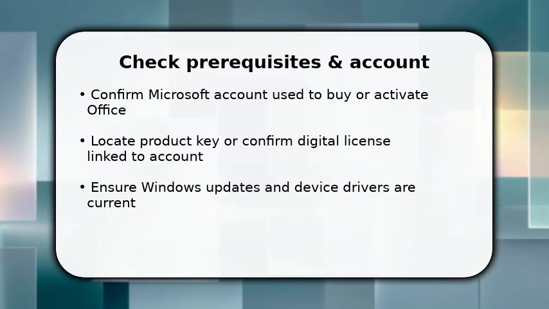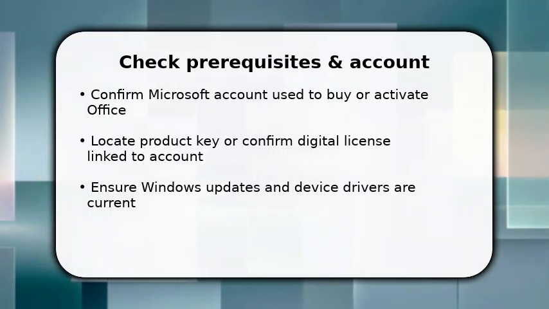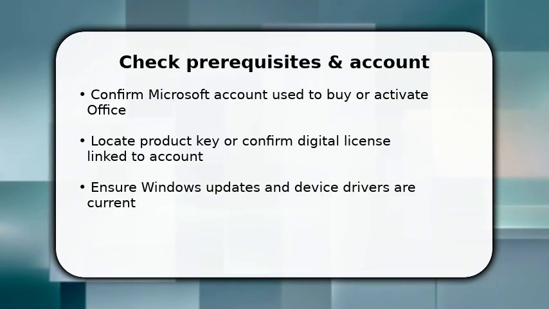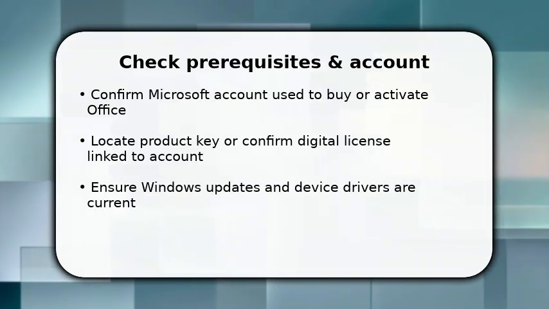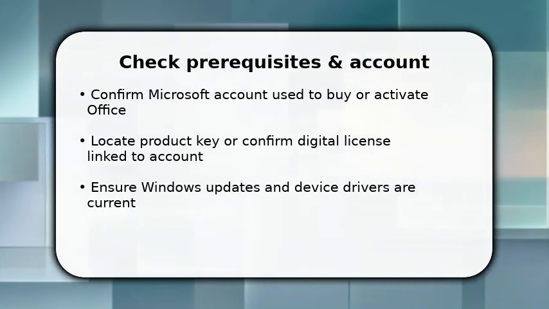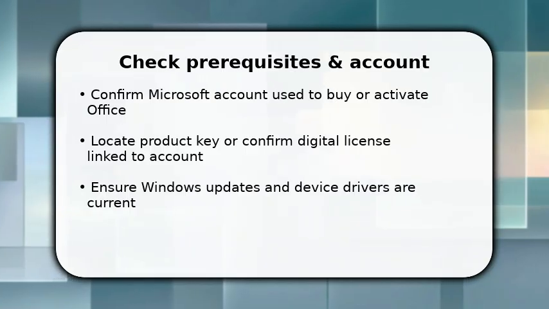Enjoy the video. You start by confirming the Microsoft account that owns Office. This ties your license to the reinstall process. Once done, find any product key or proof of purchase if you used a one-time license. Make sure Windows Update is current so activation services work smoothly.